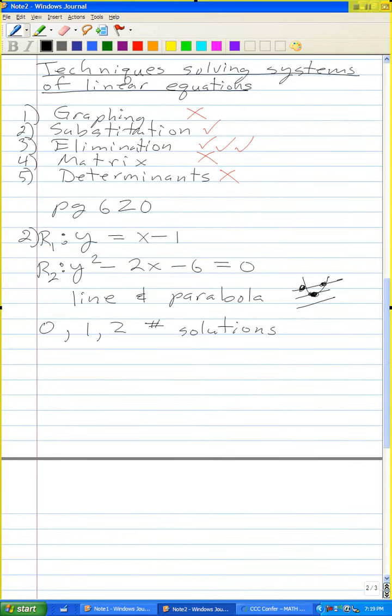Okay, so let's do substitution, I guess. Let's substitute R1 into R2.